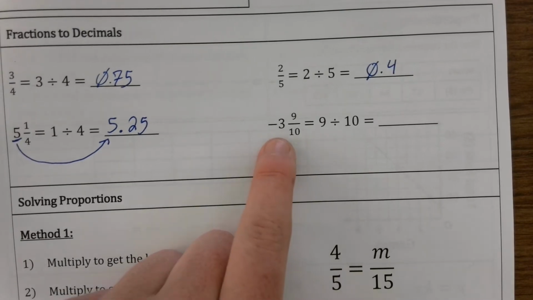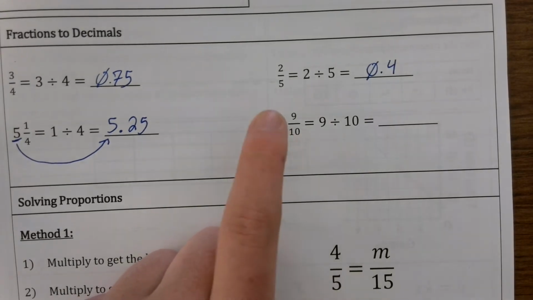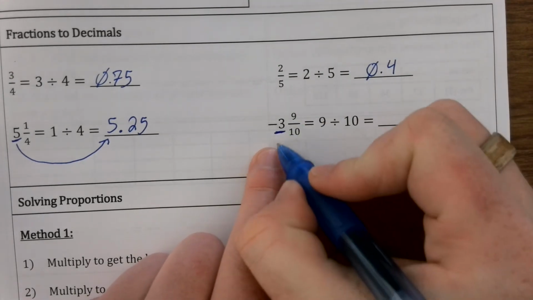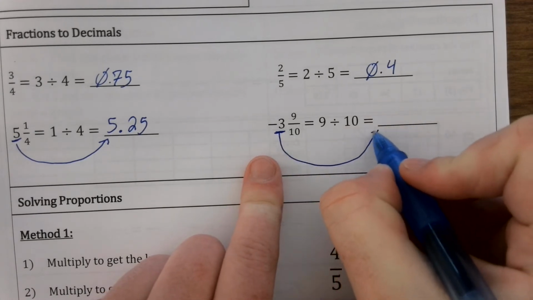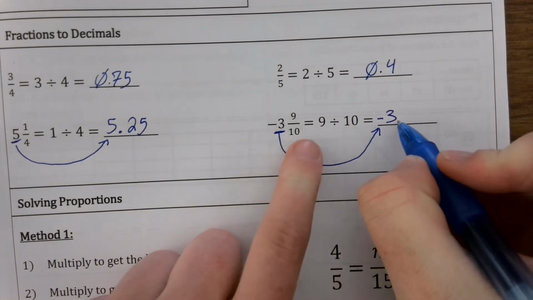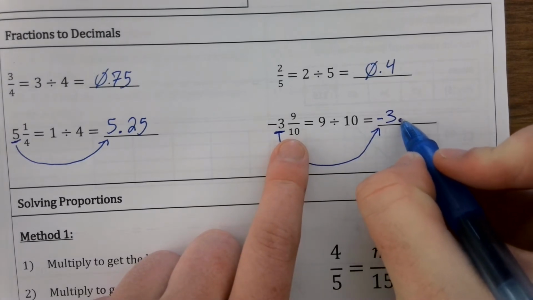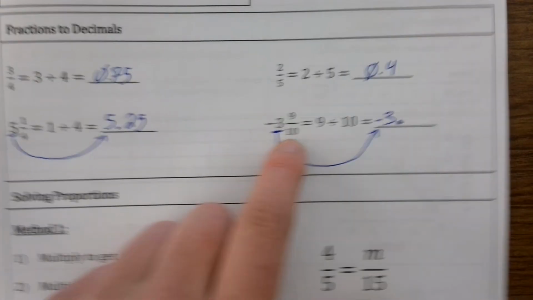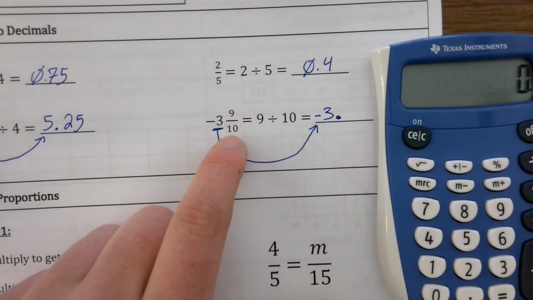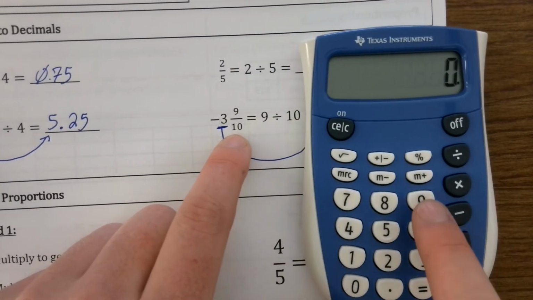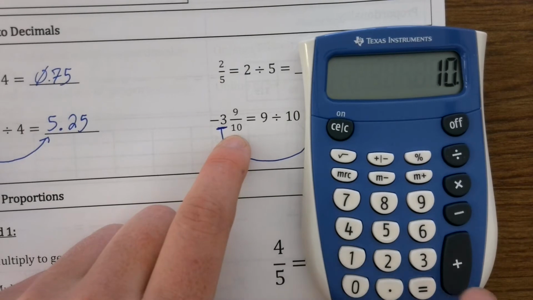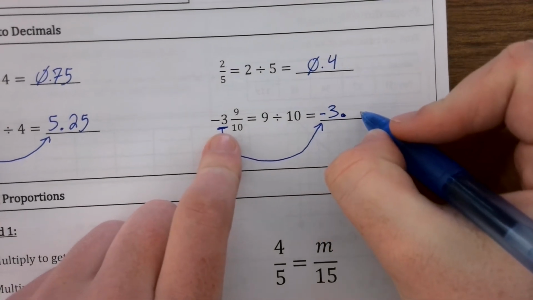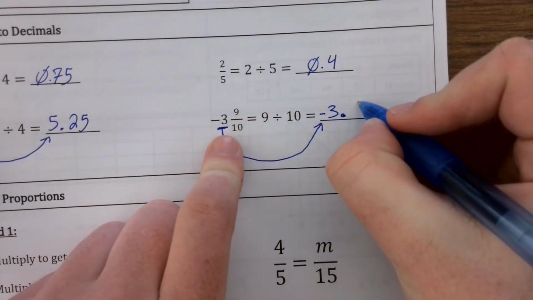Our last example, we have negative 3 9/10. Again, we have a whole number here. Actually, this is an integer because it's negative. So I'm going to take that integer and I'm going to go ahead and put it over here. Negative 3, and I know that I've got 9/10, so it's going to be 3 and a little bit more, so 3 point something. To get that something, I'm just going to divide my fraction. So I'm going to do 9 divided by 10, 0.9. So negative 3 9/10 is the same as negative 3.9.